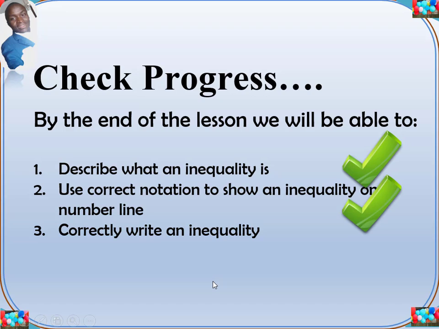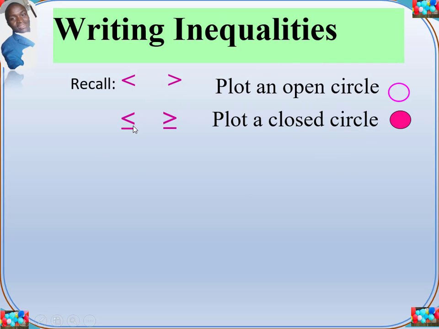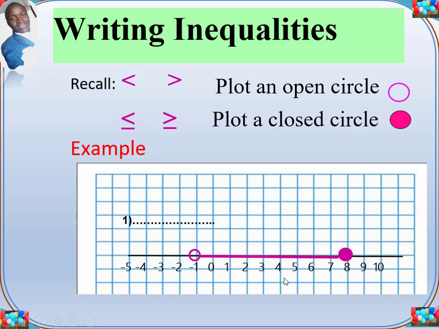If we check our progress on our learning outcomes, we've been able to describe what an inequality is. We've been able to use correct notation to show an inequality on a number line. Now we are remaining with the last one, to correctly write an inequality. Let's quickly look at examples writing inequalities. I need to remind you that whenever you have these two symbols, you use an open circle, and whenever you have these two, you use a closed circle.